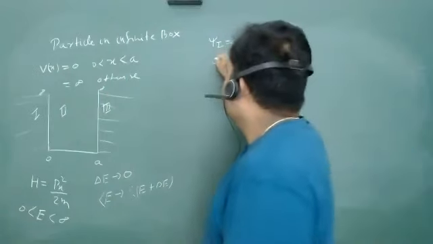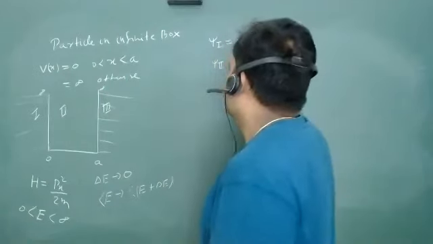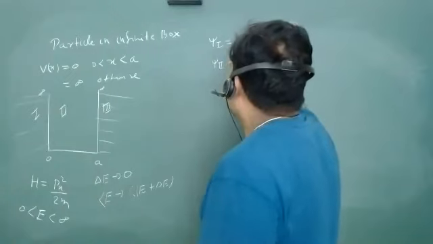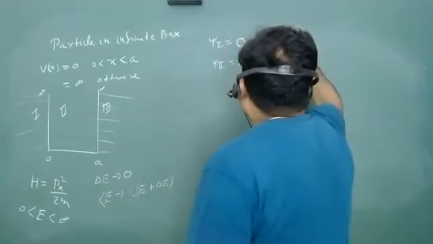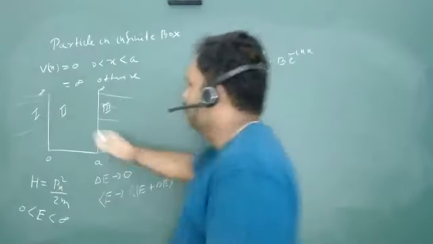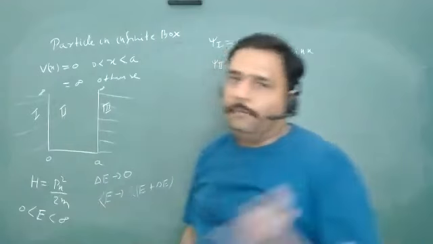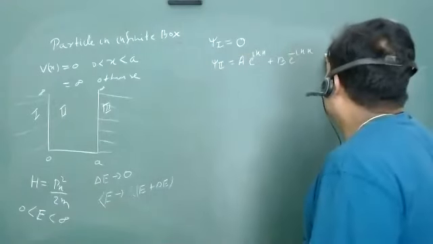What will be psi 2? Psi 2 is all about free particle. A e to the power ikx plus b e to the power minus ikx. You can put the potential 0 and you can get this value. Can anybody tell me what is the value of k?